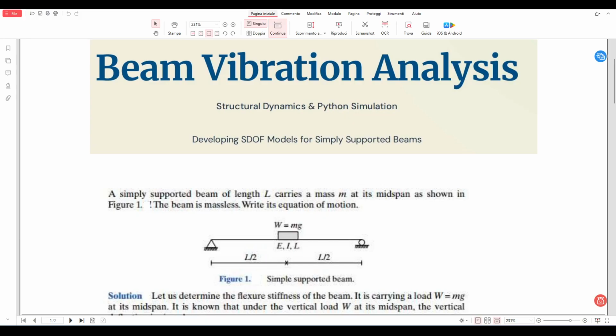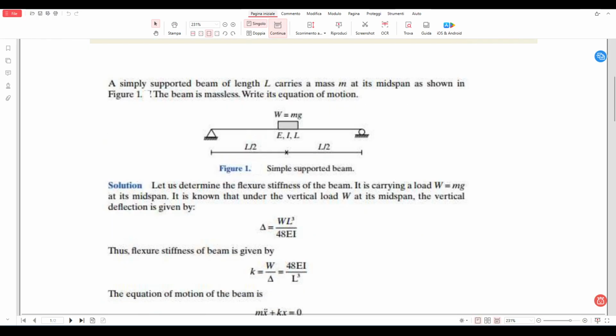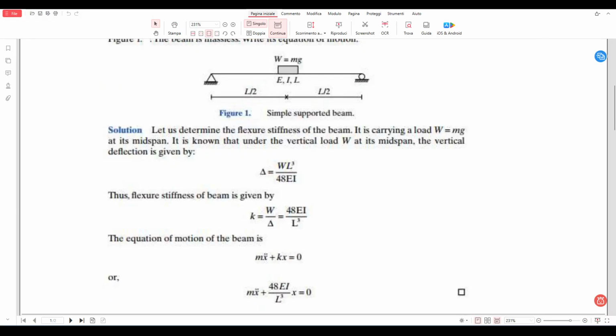The beam is massless, it does not have mass, and we can write the equation of motion. The first step to have the equation of motion is to calculate the flexural stiffness of the beam. It is carrying a load mg at midspan.